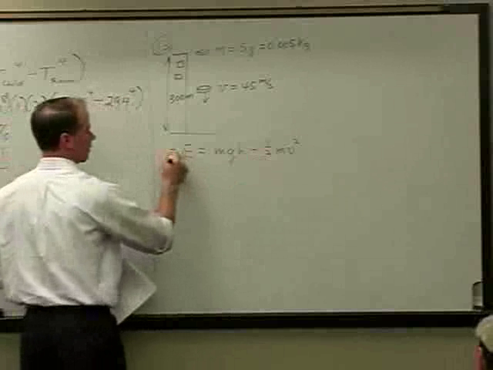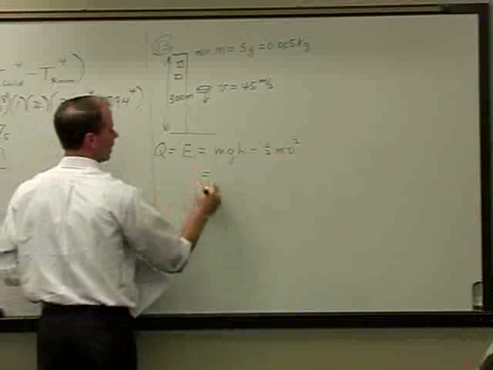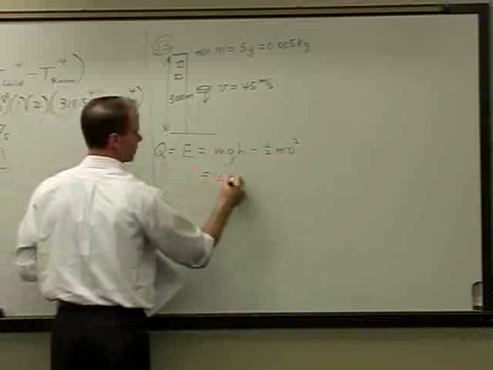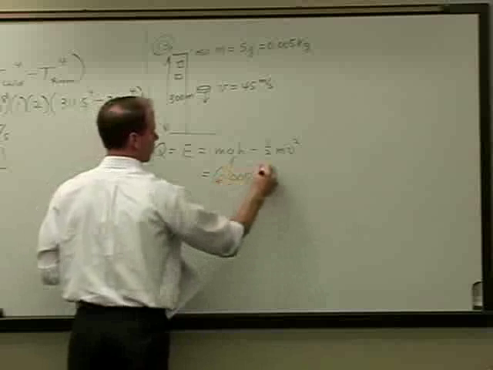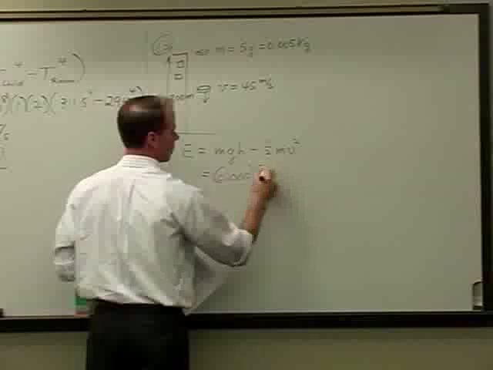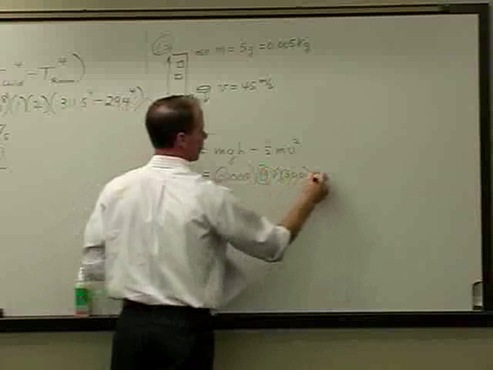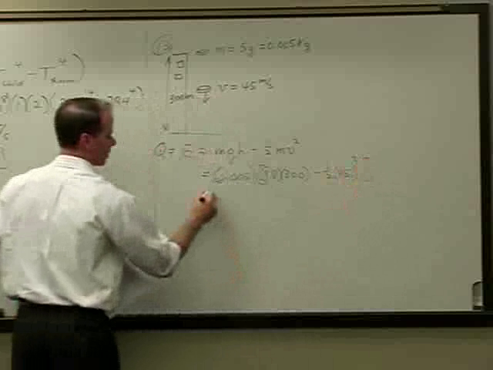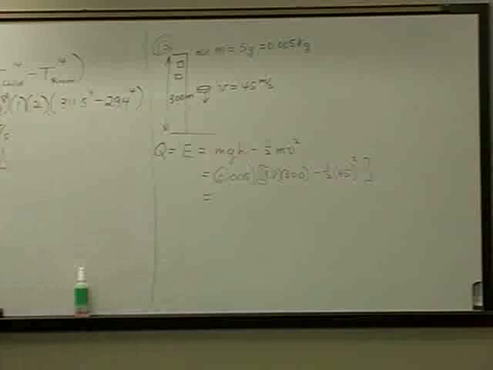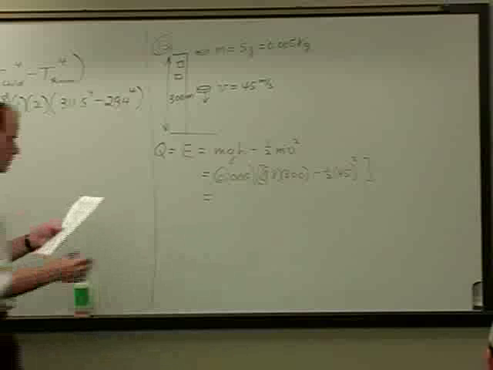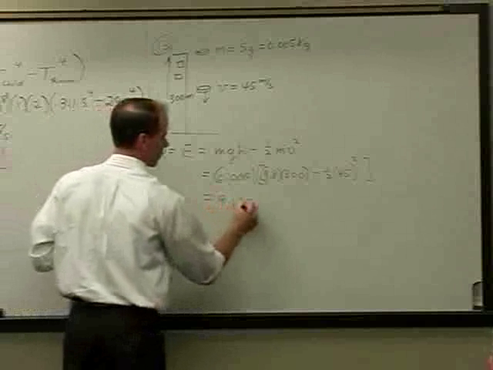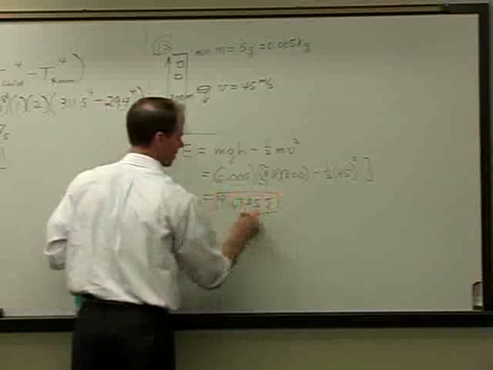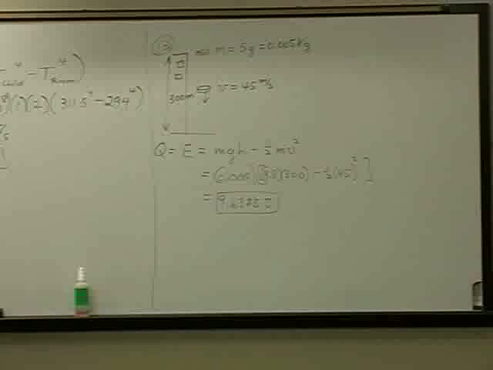All right, so this is actually going to equal our Q as well. And this would be 5 grams, 0.005 times g, 9.8, times 300 minus 1/2 times 45 squared. Oh, wait, no, you carried the mass on. Next one, 9.6375 joules. That should be the heat used to heat up this coin.